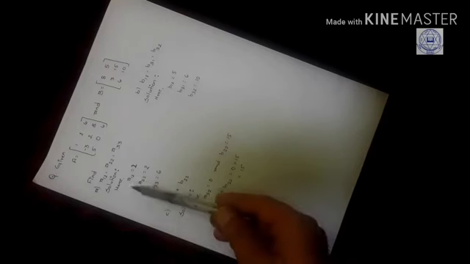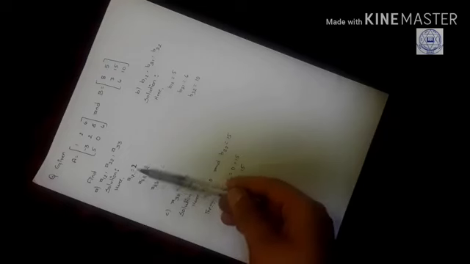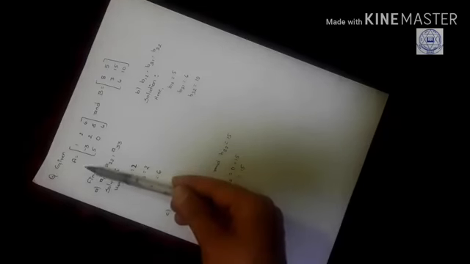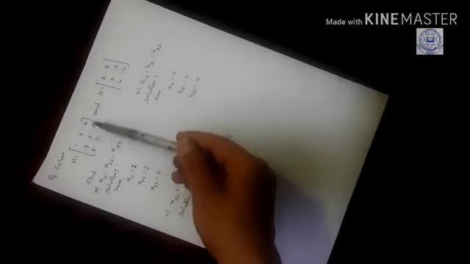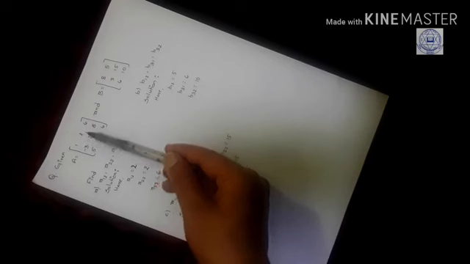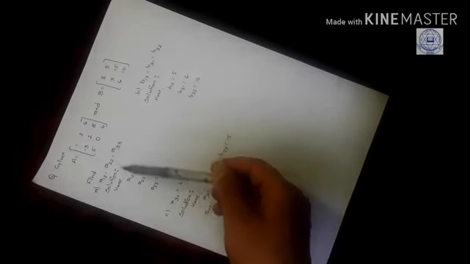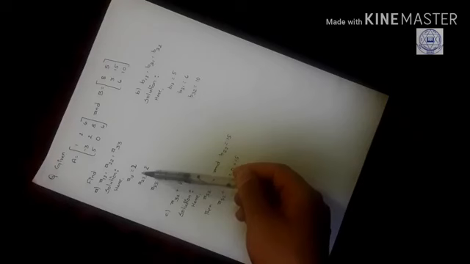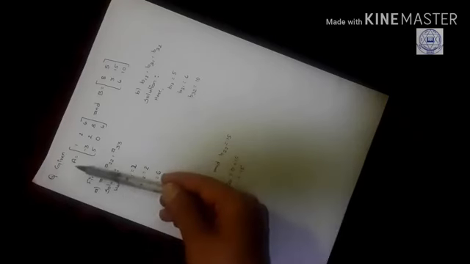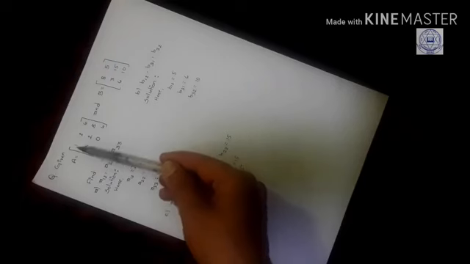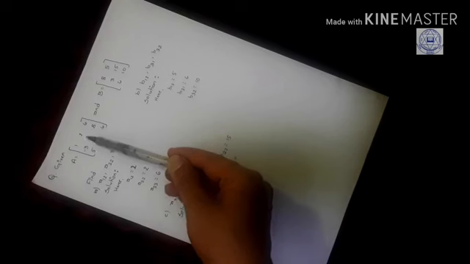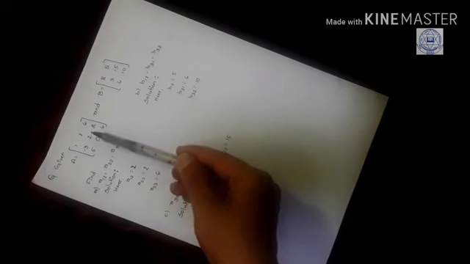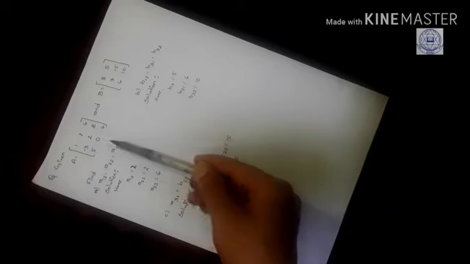So, as I have already said, A12 means the element of matrix A that lies in first row and second column. First row and second column, it is 2, this 2, whereas A22 means it is the element of matrix A that lies in second row and second column. See, this is the element that lies in second row and second column.